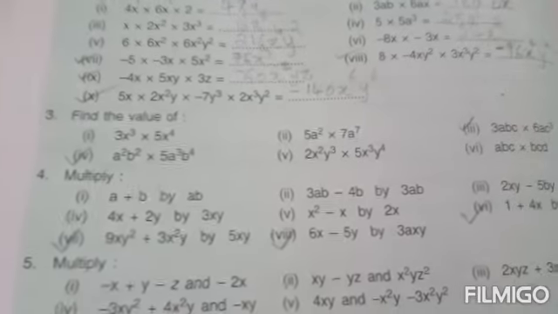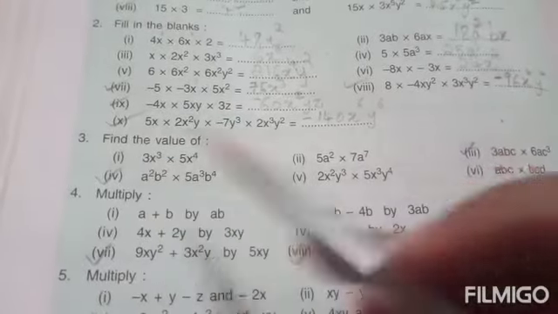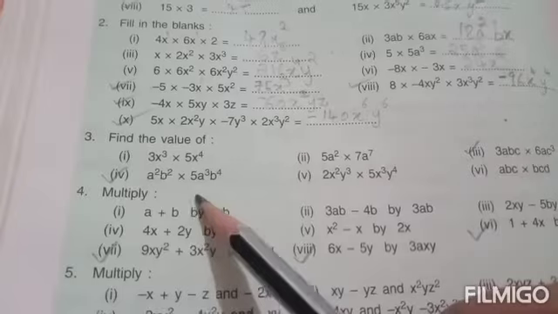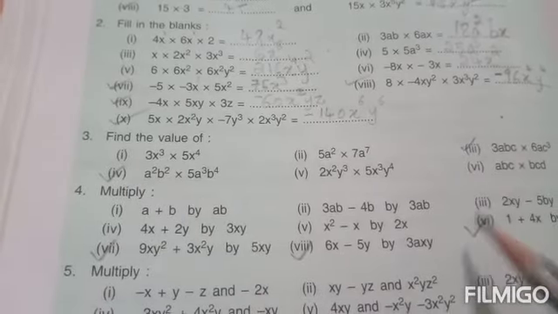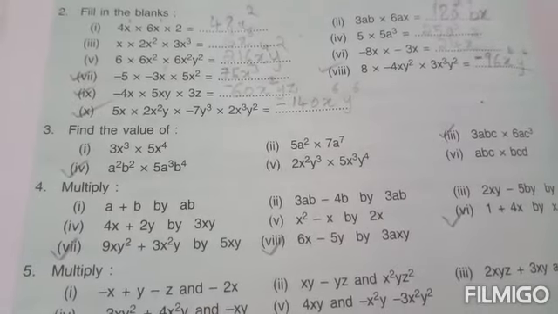So homework: exercise 19C. Third question 3 and 4, and fourth question 6, 7 and 8. Do this as homework. So this much for this class. Thank you.